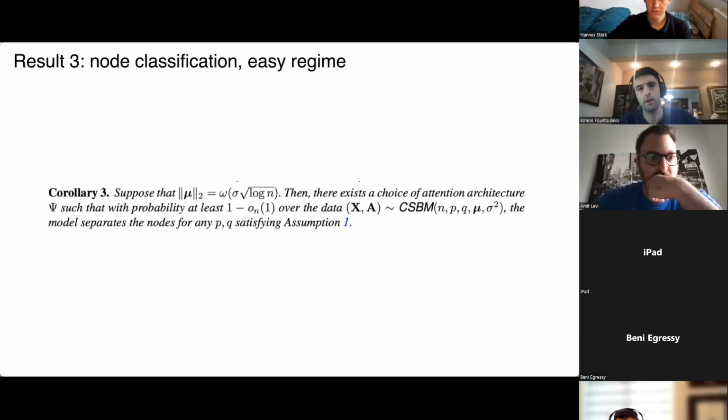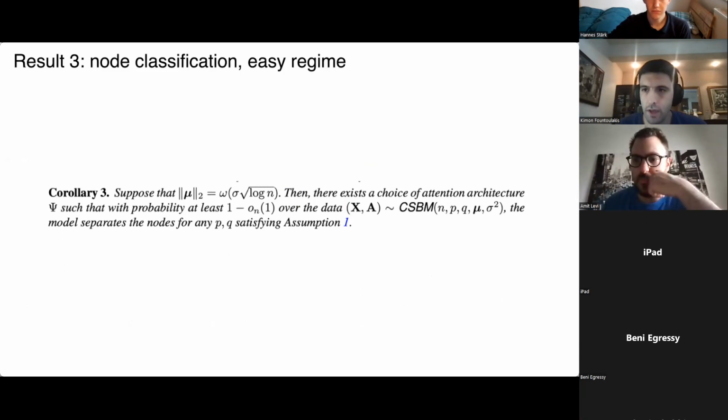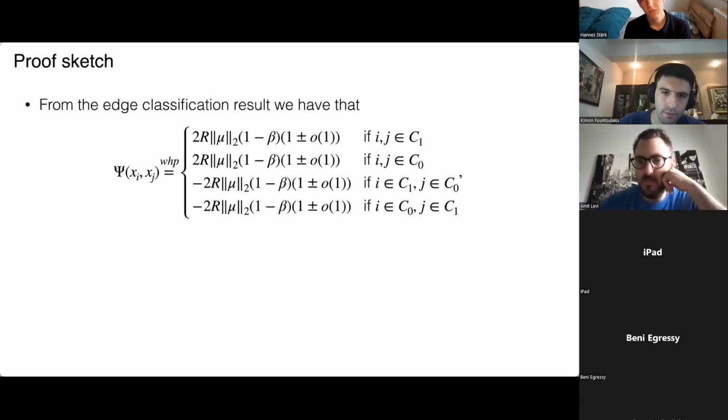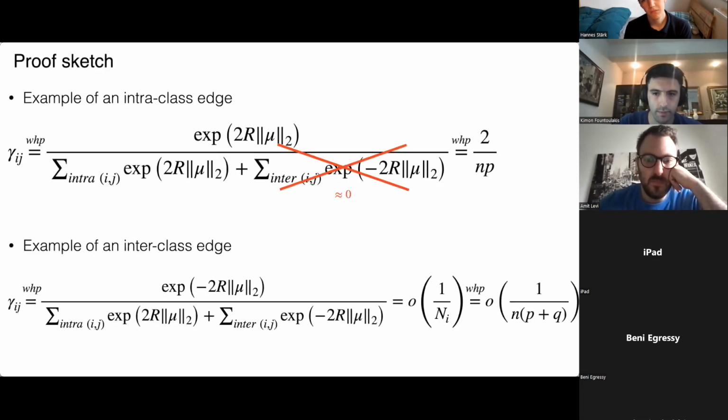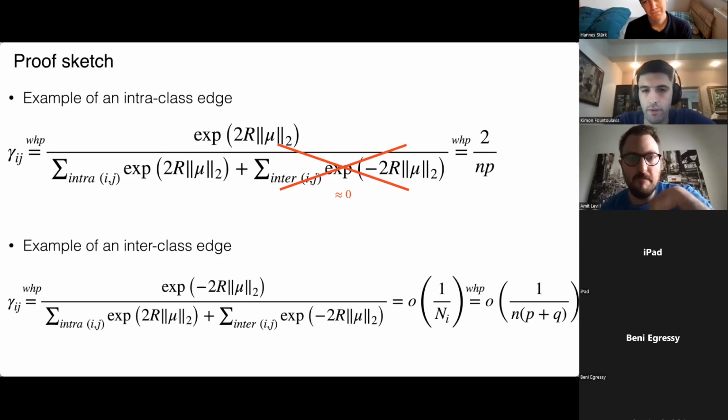Can I ask a question? Yeah, of course. On the previous slide, can you give us an intuition about why you need this 2 in the numerator? Because I think that's what's requiring you the log square. Yeah. So the expected number of intra neighbors is n over 2 times p.